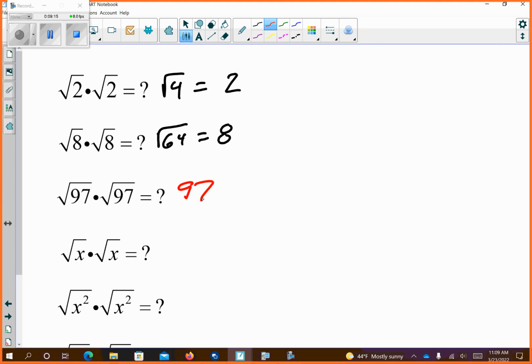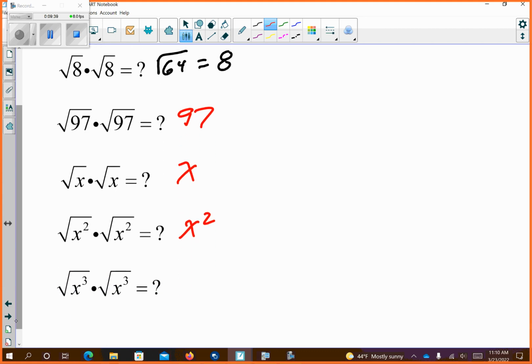So what does this next one have to be? X. Just X. Good. All right, let's see. On this one, what does this next one have to be? X squared. Yeah, it's done. Notice when I multiply the 2 identical roots together, and then I take the square root, I get what's originally under the radical sign. Anyone want to take a shot at the last one?